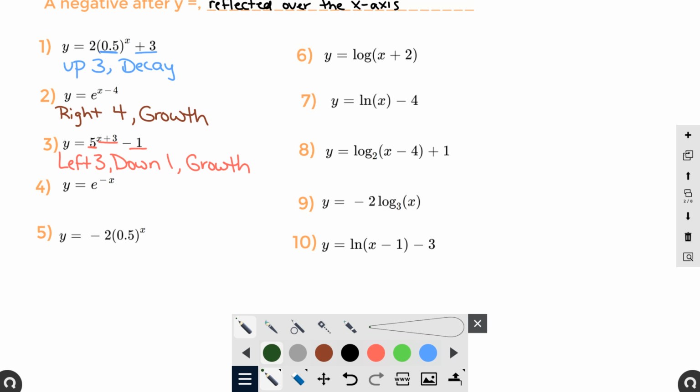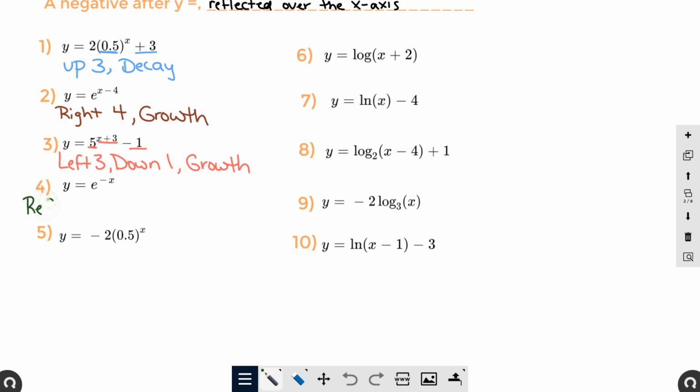Now, the next one actually has a little trick to it. So, we want to look at what is going on with our function here. So, y equals e to the negative x. When you put a negative with x, it does something different. A negative with x reflects our graph over the y-axis. So, when we have a negative at the beginning, it reflects over x. When we have a negative with x, it reflects over the y.